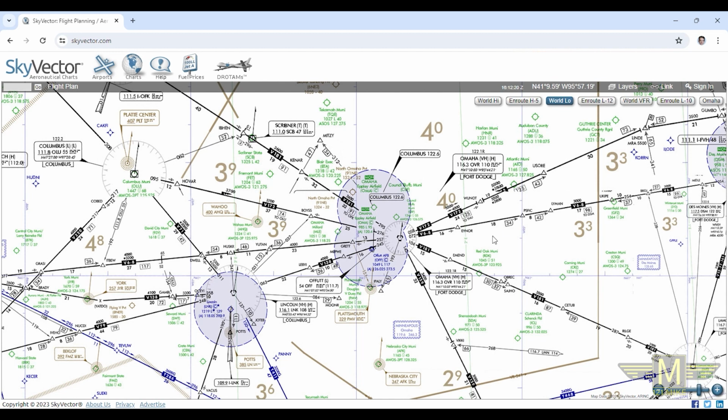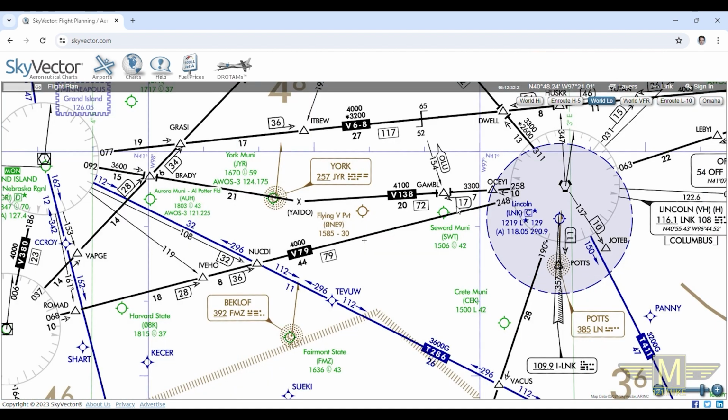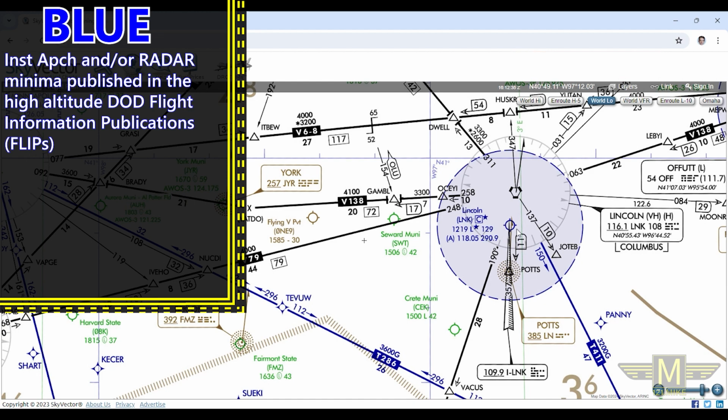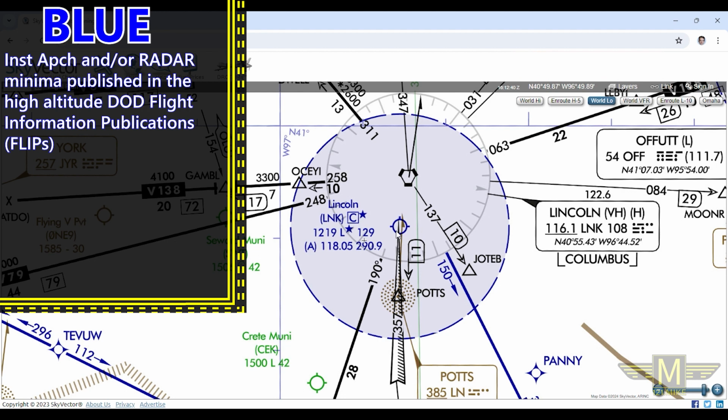All these little green things are airports. Now, there's three different colors of airports. There's blue, green, and brown. You can see over here, there's a brown one right there. The colors mean something, okay? Blue airports, like if we look here at Lincoln right there inside this Class C airspace, this blue one here, the blue ones are where high altitude DOD approaches and radar minima are published, okay? So they have published approach procedures and things that you can use.